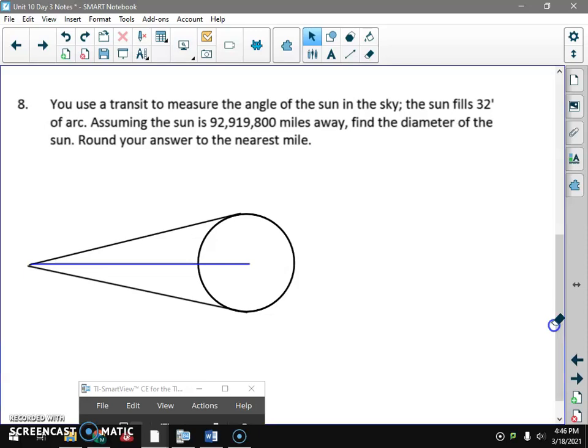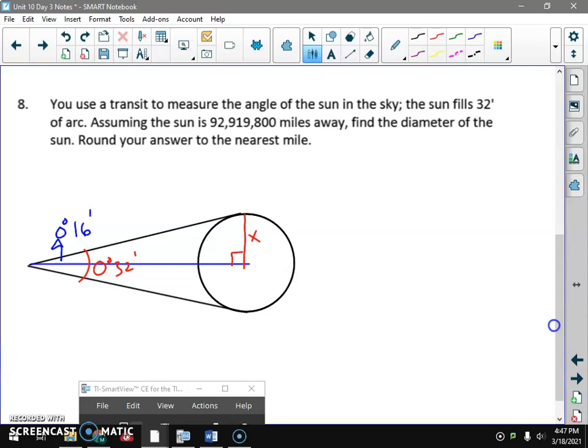Well, what I'm going to do is I'm going to actually find the radius first. So I'm going to put an X there, and then I'll just double it. And what do we know? This whole angle is 0 degrees 32 minutes. So half of it is 0 degrees 16 minutes, not even 1 degree. And we know the radius, we know the sun's distance from Earth, because this is Earth, is 92,919,800 miles.